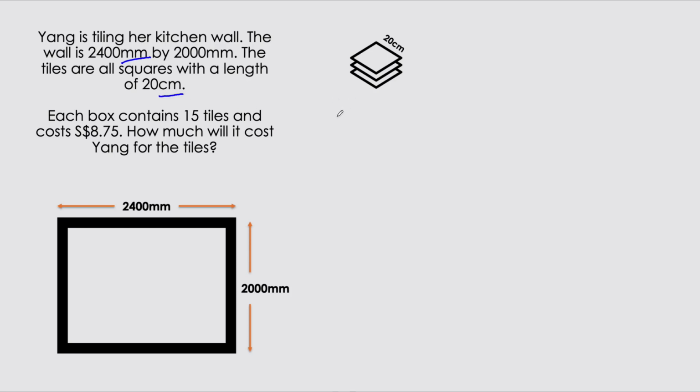So let's try to convert millimeters to centimeters. 1 centimeter gives us 10 millimeters. Okay? So first of all, we can convert this to 240 centimeters and we convert this to 200 centimeters. Now what we're going to do is find the area of this kitchen wall first.